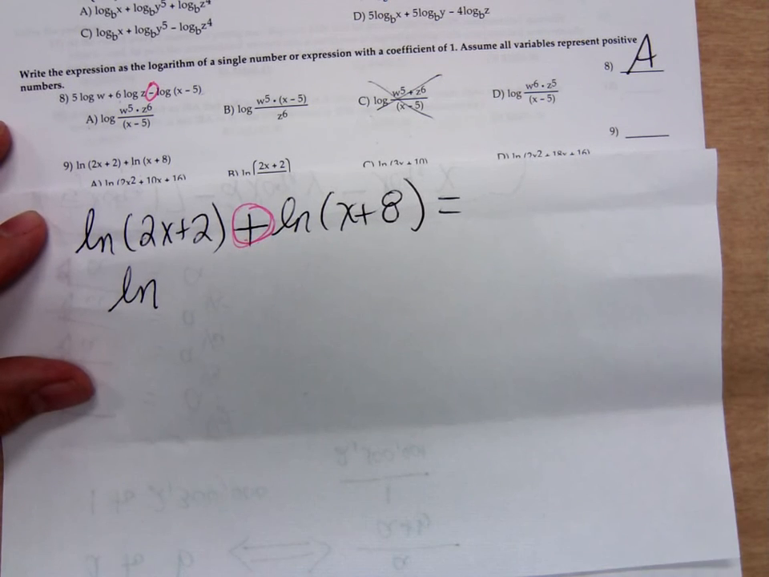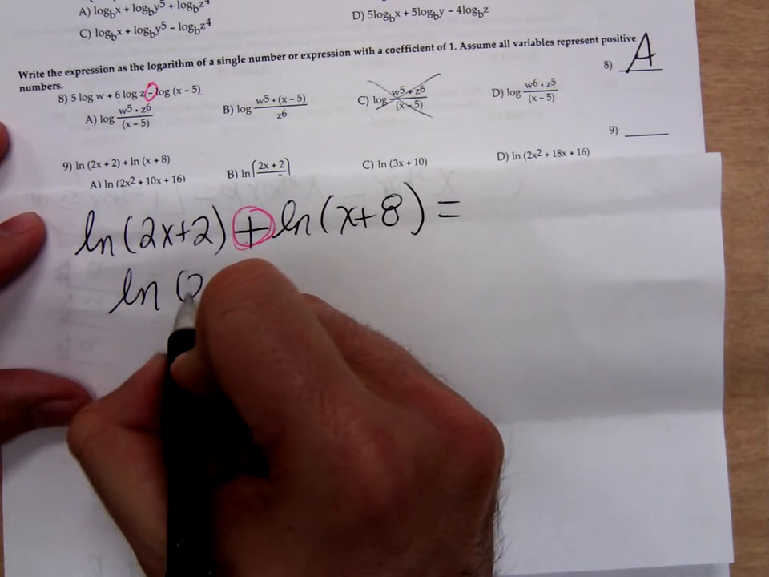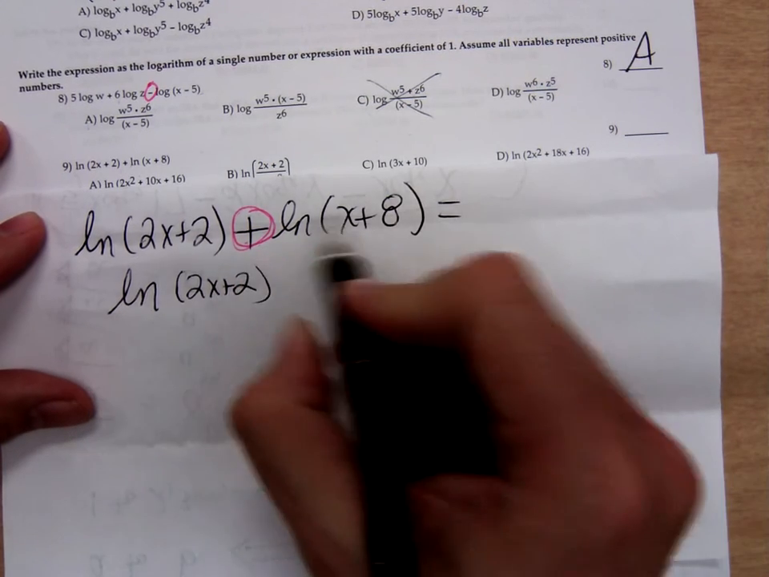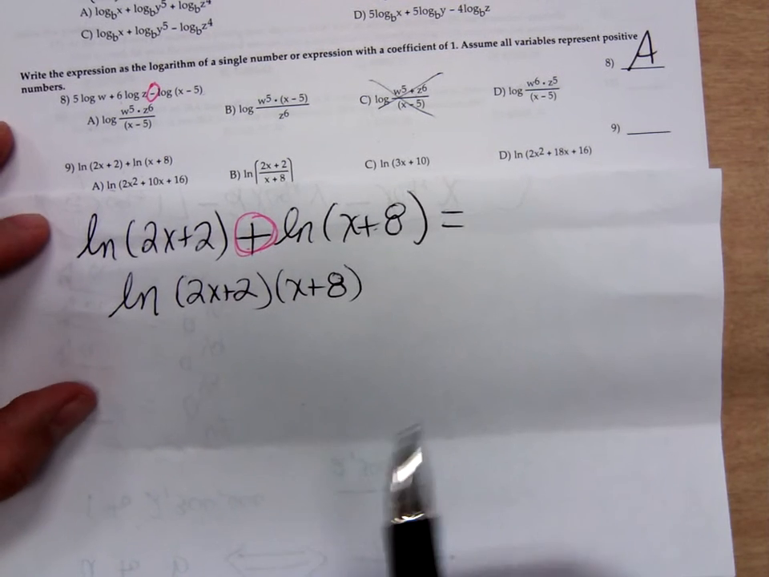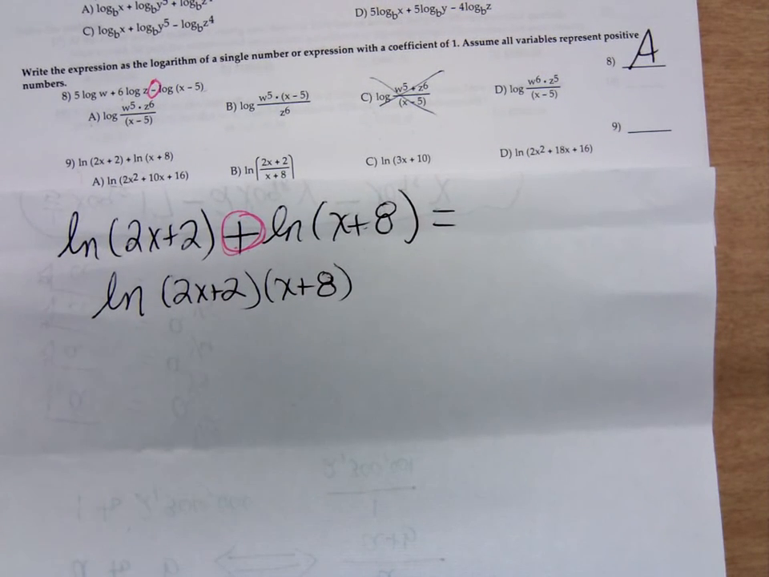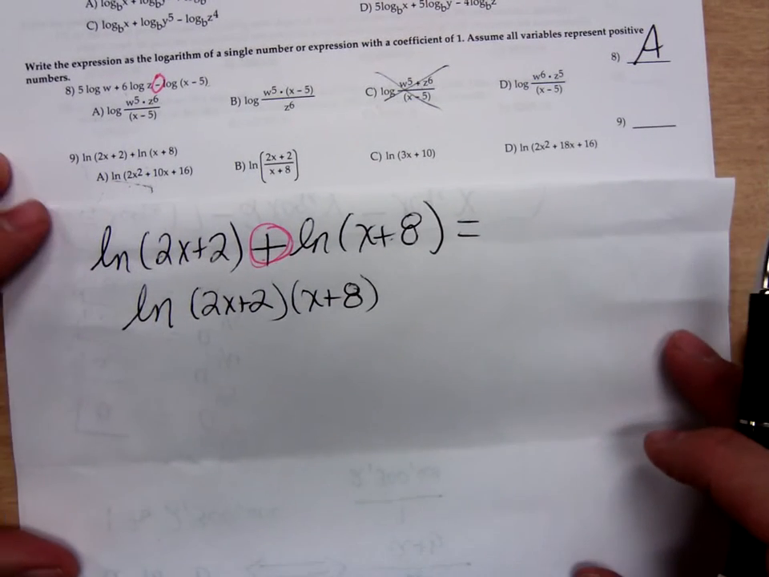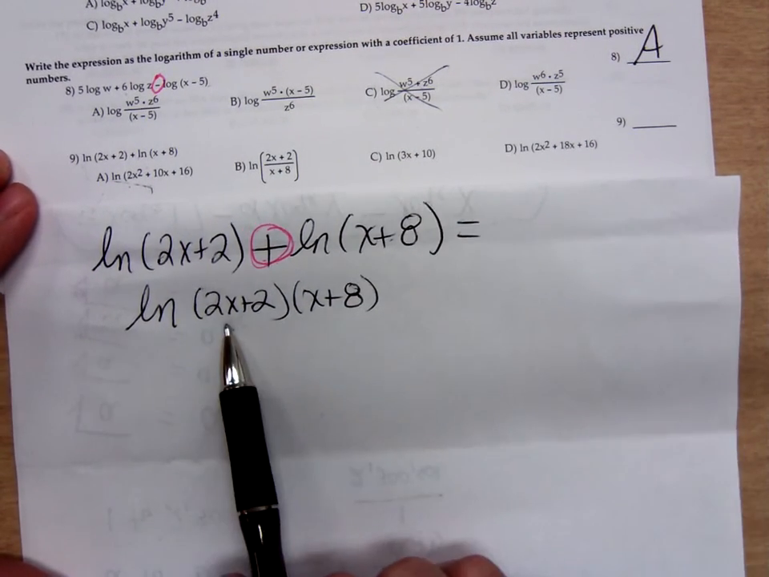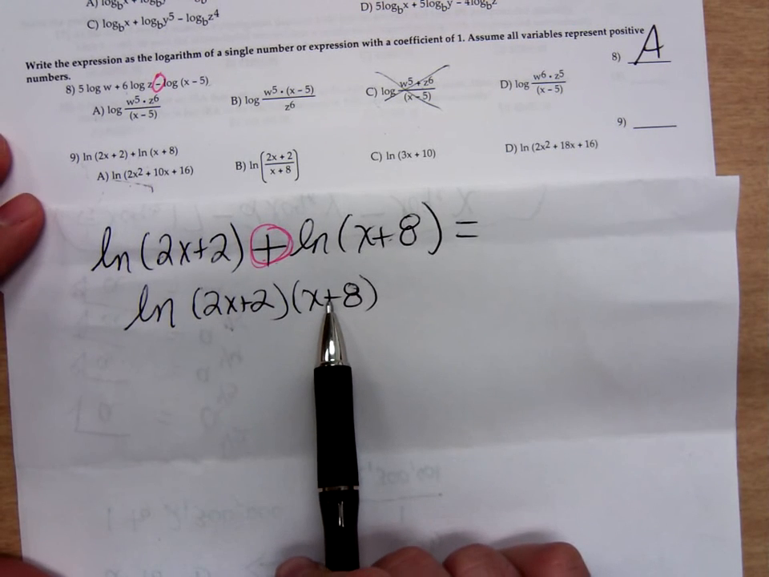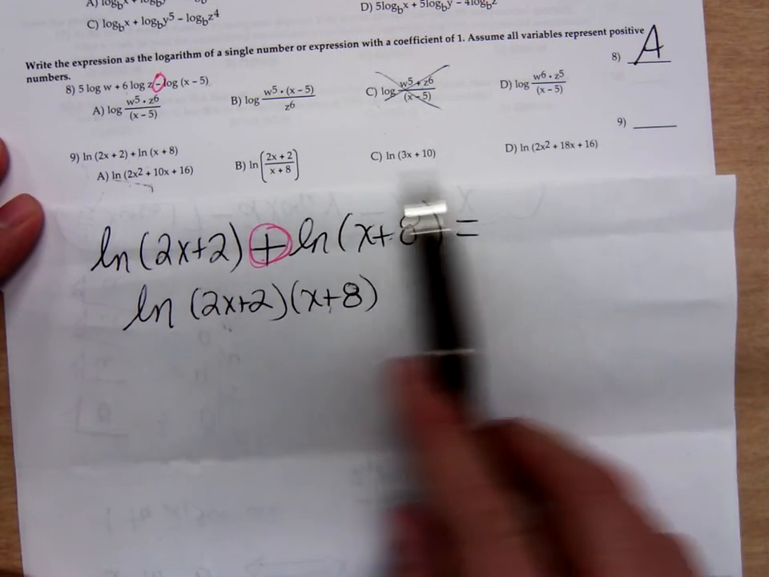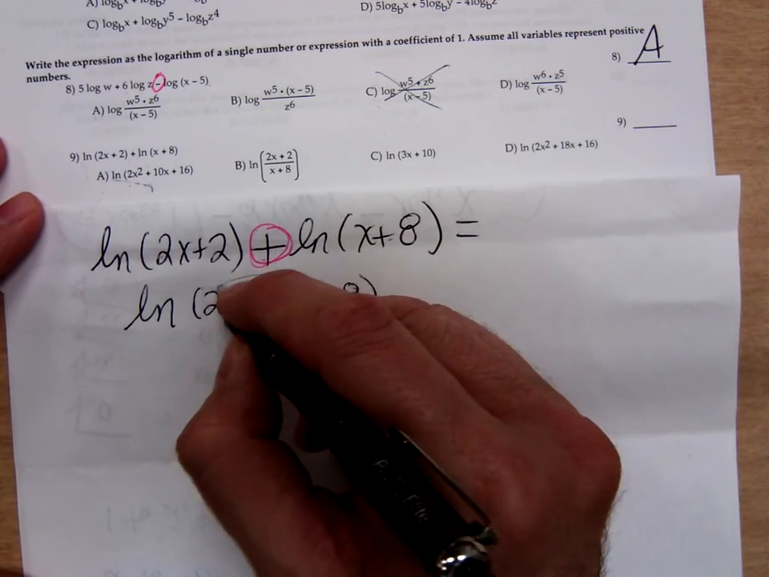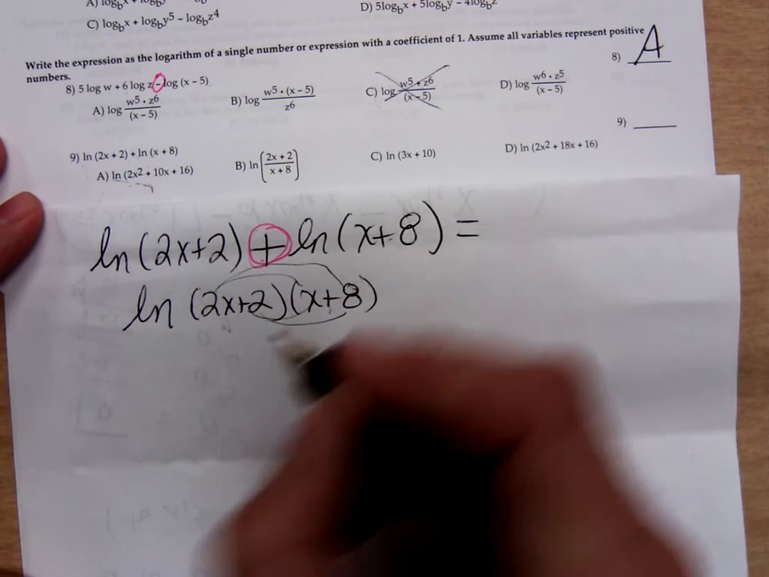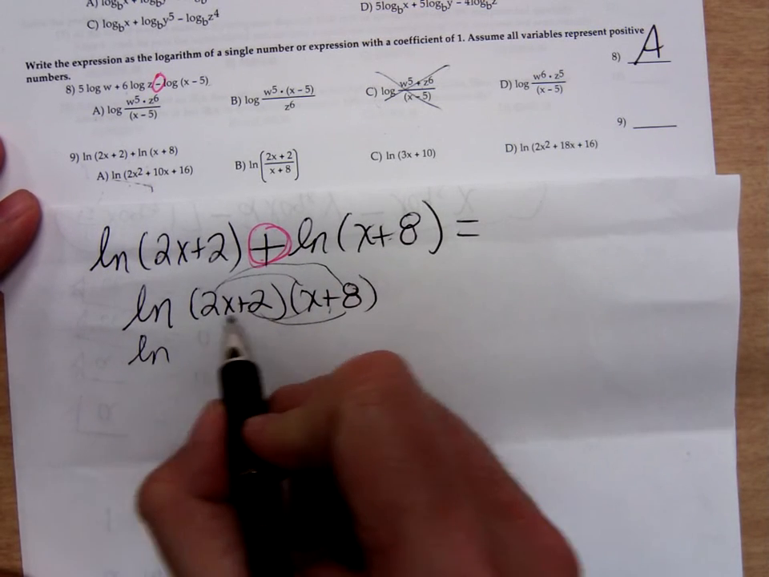So it's just going to be 2x plus 2 and x plus 8 with no symbol in between. If you feel the need to put a symbol, don't put a plus, put a times. And that answer's not one of the listed answers. What am I going to have to do with this 2x plus 2 and x plus 8 to get one of those answers up there? Foil it out. If I FOIL out 2x plus 2 times x plus 8, what would I have?